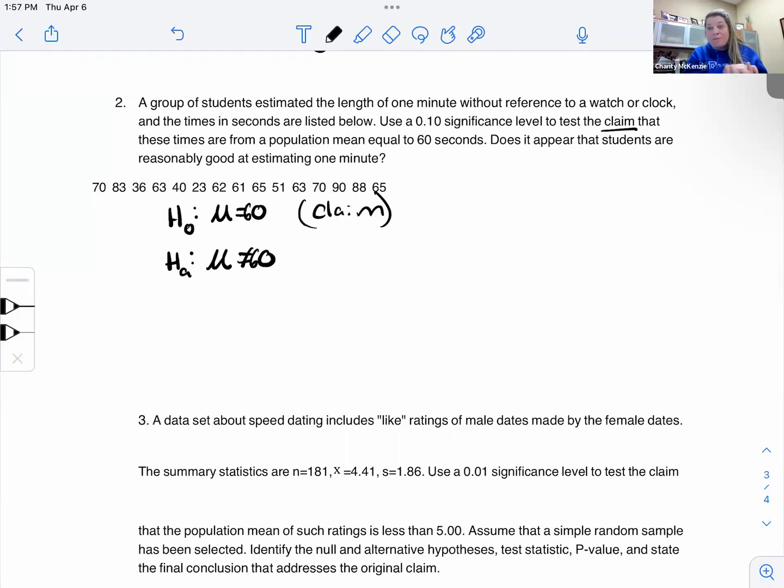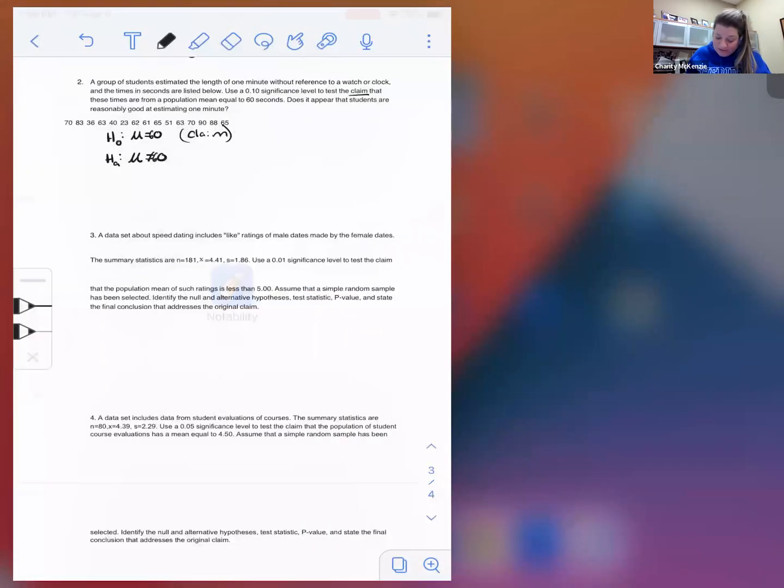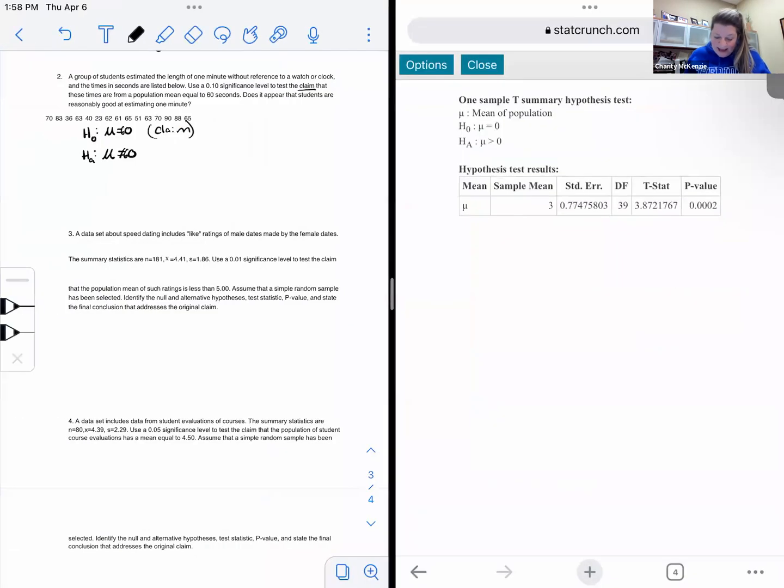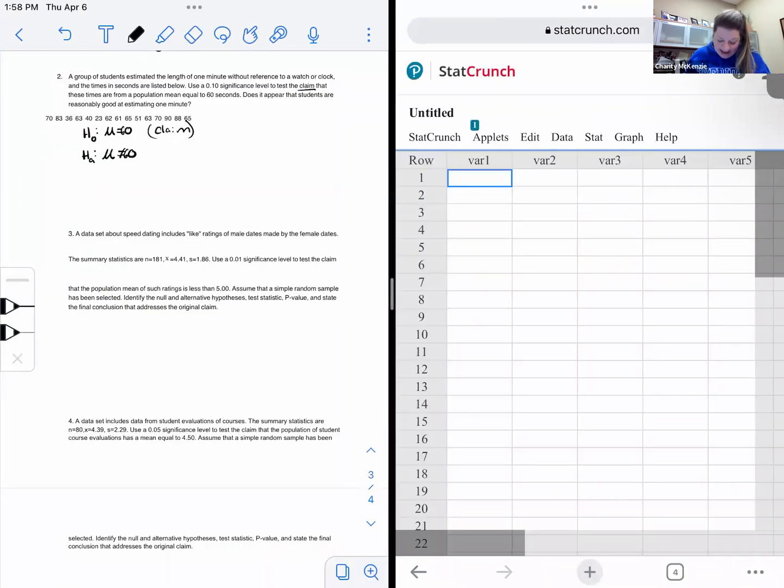So if we reject the null, then we're not going with the claim. If we accept the null, or, how do we say that again? Reject null. We don't say accept. Fail to reject. Thank you. I couldn't think of it. So if we fail to reject the null, then we have evidence in favor of our claim. So this time when I move over to StatCrunch, I have to put the data in that I have.